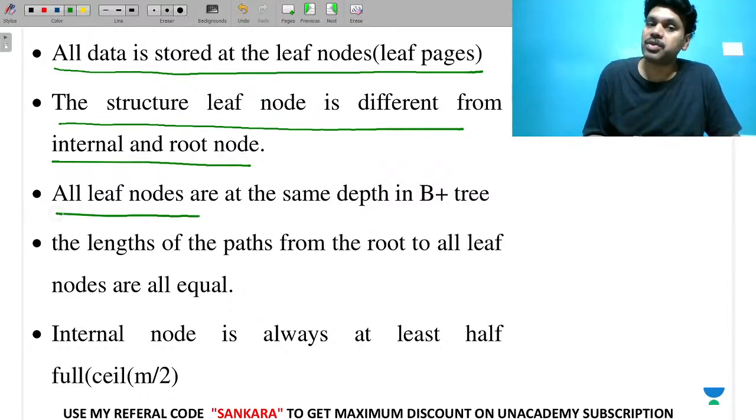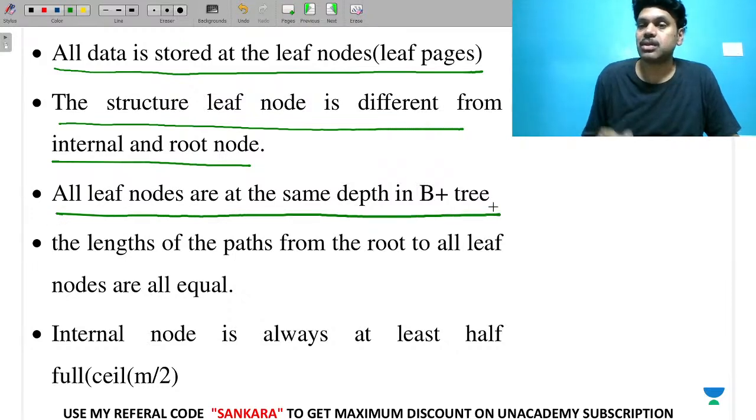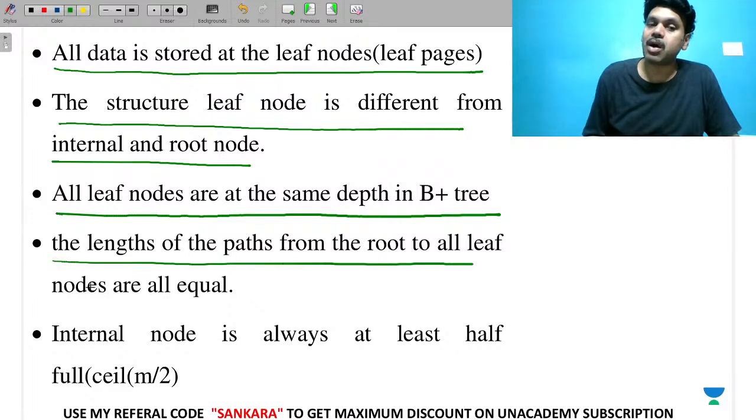So all leaf nodes are at the same depth in your B plus tree. The lengths of the paths from the root to all leaf nodes are equal. An internal node is always at least half full, up to completely full.